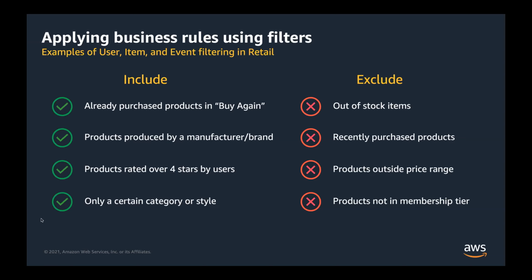And then the flip side of that is excluding items. In retail, a real common use case is, I don't want to recommend products that are currently out of stock. You can use a filter that will filter out those out-of-stock items based on the field in your item metadata dataset. And then the opposite of buy again is if you have a catalog of items that aren't repurchased by users, so you don't want to recommend something that a user has recently purchased. The recently purchased exclusion filter can be used for that.